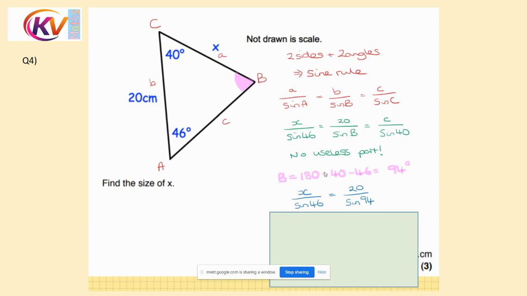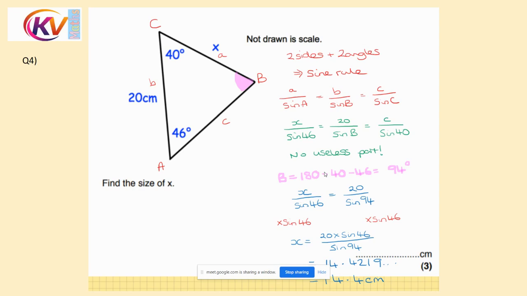Right, so at this point, we're trying to get the x by itself. So we can multiply both sides by sine 46. Remember, because we're multiplying, it's going to go on the top part of the fraction. And then we can just pop that in your calculator using your fraction button to get an answer of 14.4 when rounded. Anyone got any questions on that one?